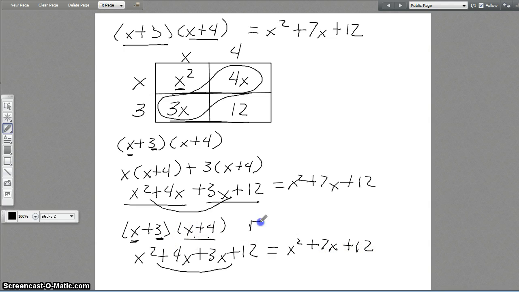This method that I just showed you is often called the FOIL method. First, outer, inner, last, because we did the first terms, x times x. Then we did the outer terms, the x times the 4. Then we did the inner terms, 3 times x. And then we did the last terms, 3 times 4.